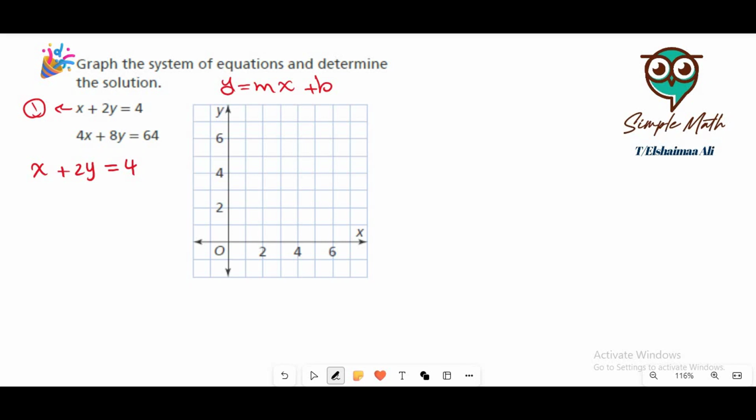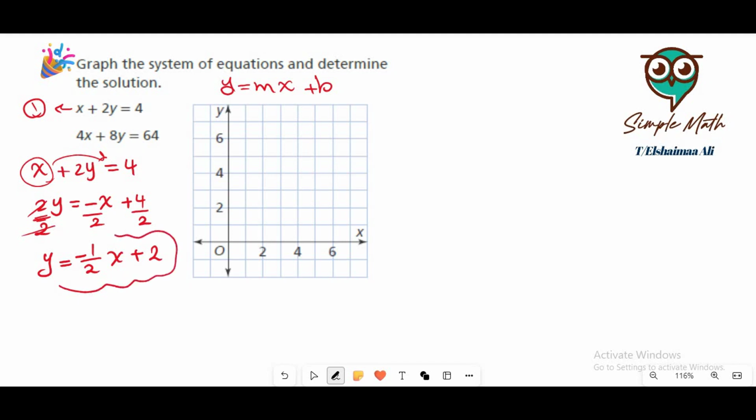So we start with 2y, put it down, and take x to the other side with a different sign, so it becomes negative x plus 4. Here we need to get rid of that 2 by dividing both sides of the equation by 2. So we can cancel this 2 with 2, and y is equal to negative 1 over 2 x plus 2. Here we have the first equation.